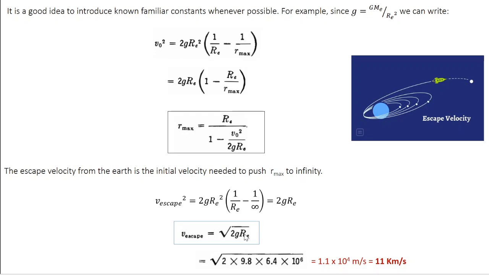You can quickly plug in the values and find out what is the magnitude of escape velocity. So this is square root of 2 into 9.8 meter per second square multiplied by radius of Earth, which is 6.4 into 10 to the power 6 meters. So you get the value of escape velocity as 1.1 into 10 to the power 4 meter per second or 11 kilometer per second. So if you launch an object with velocity greater than or equal to 11 km per second, it can move far away from the surface of Earth. If the velocity is less than this particular value, then the object will fall back to the surface of Earth.